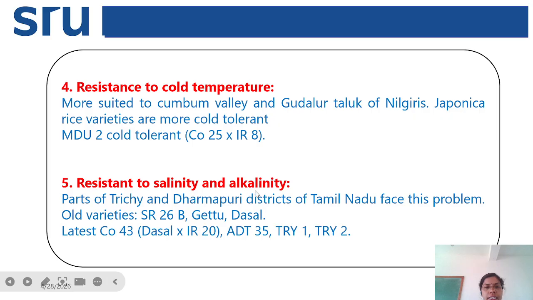And next is resistant to salinity and alkalinity. Mostly in some areas of Ramnad and the Dharmapuri districts of Tamil Nadu, we can face these salinity and alkalinity problems. For that also we are having some rice varieties. The old varieties are SR26B, Get2 and Dasal, and the latest is Co43, which is a cross between Dasal and IR20, and next are ADT35, TRY1 and TRY2. So these are some of the rice varieties which are having resistance to salinity and alkalinity.